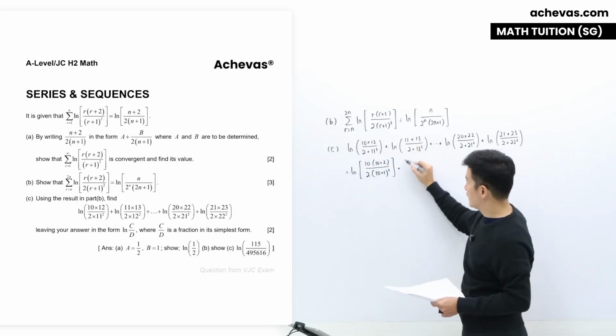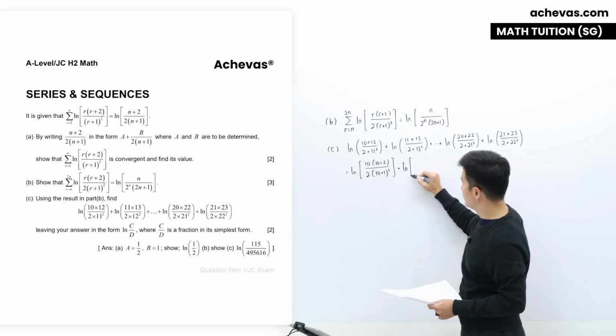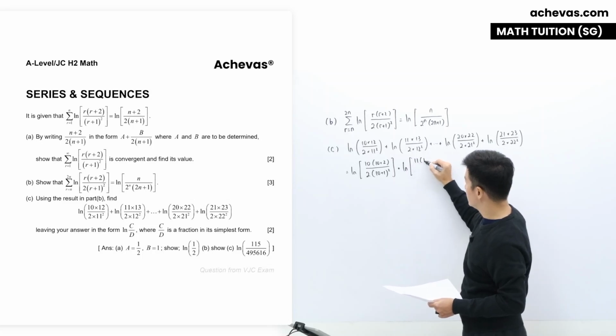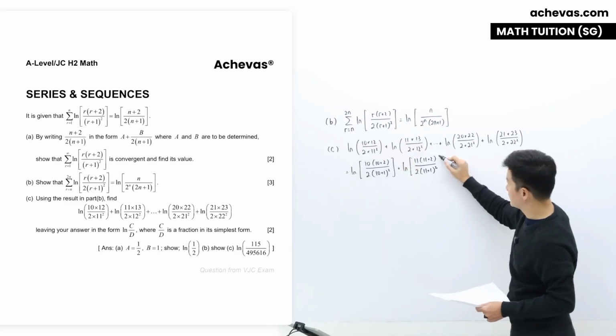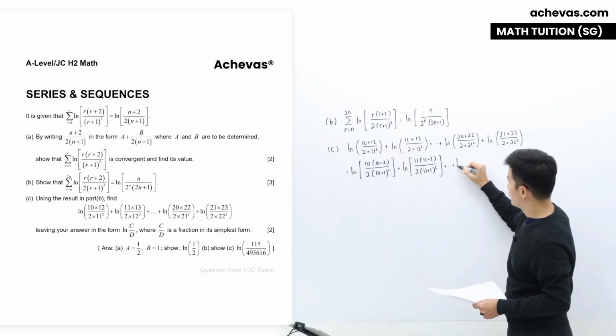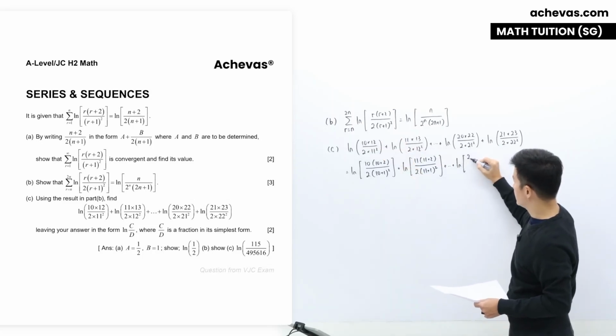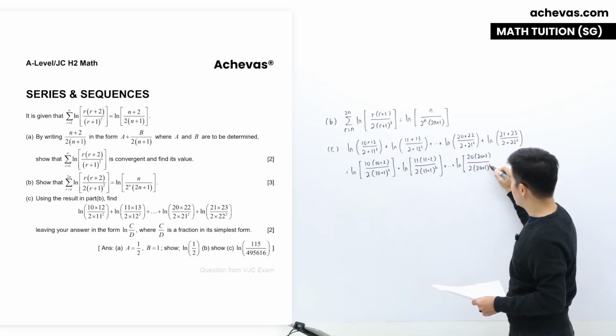Let's see whether we can achieve that for this. This is going to be 11, then 11 plus 2, which is 13, then divided by 2 times 11 plus 1, which is 12 squared. Again, it has a format that is like this. And let's also rewrite this. This will be 20, then 20 plus 2 divided by 2, then 20 plus 1 squared.